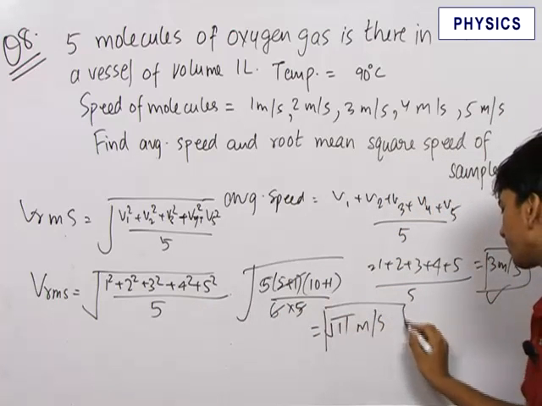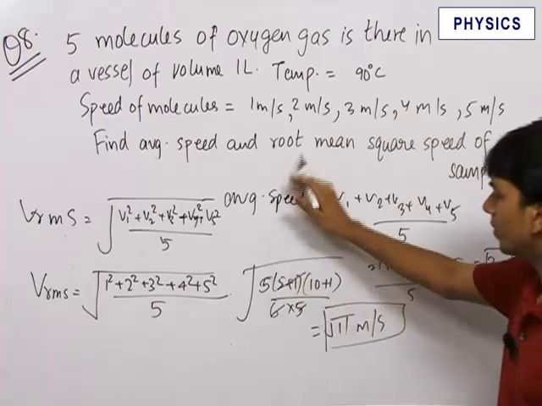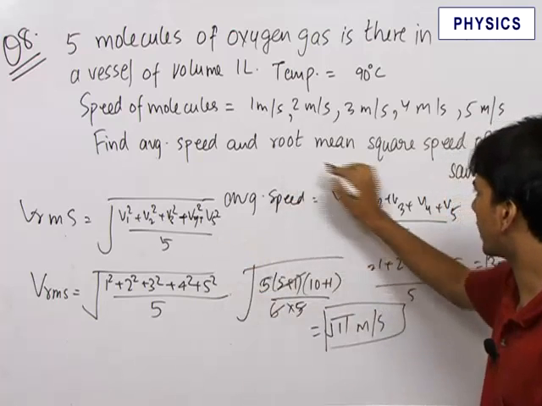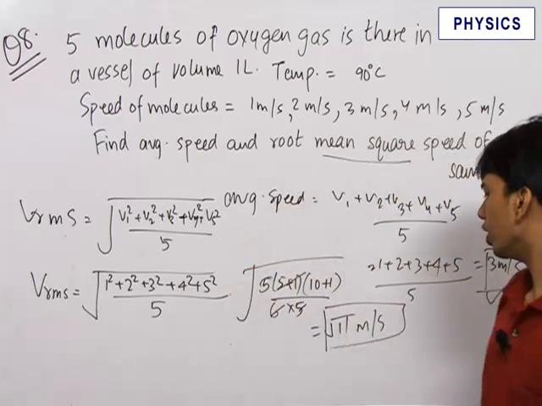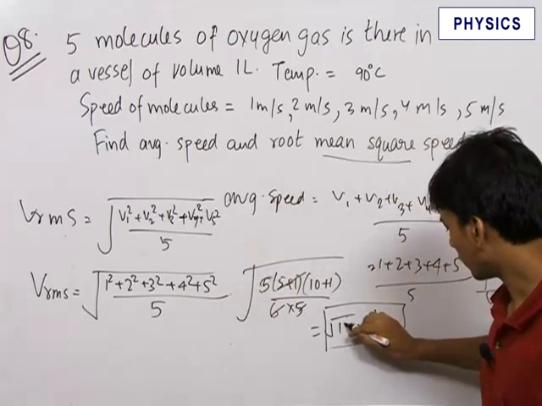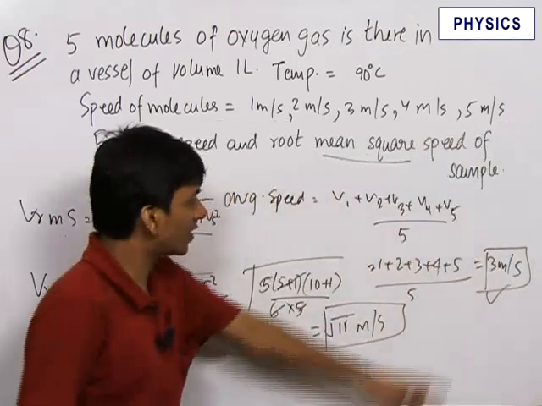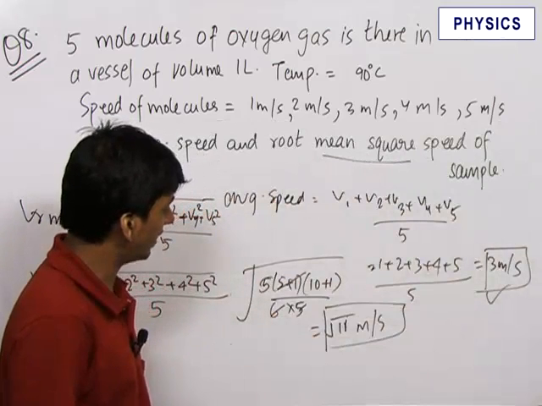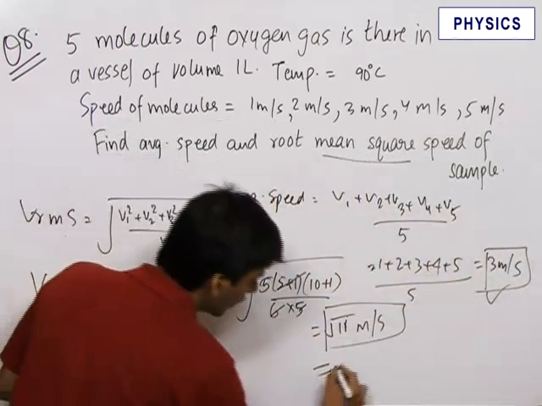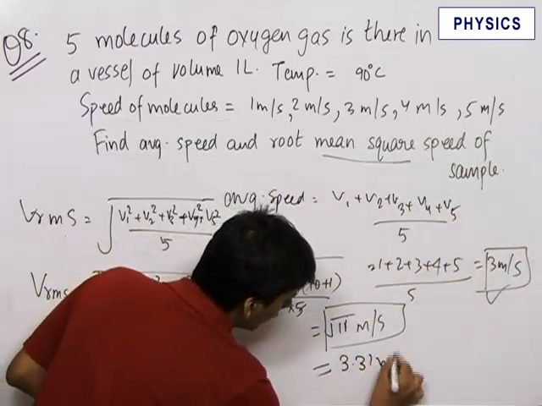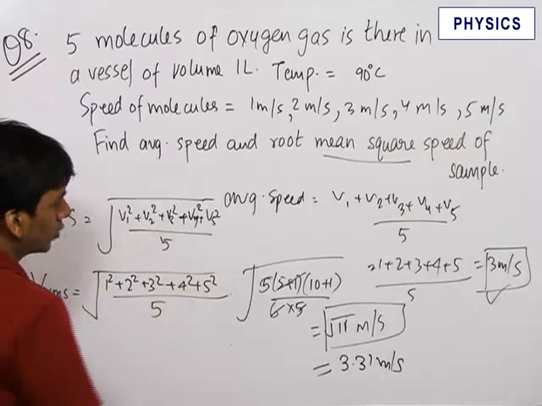per second. So the final answer, by the basic formula and definition, for root mean square speed is root 11 meters per second, and the final answer for the average speed is 3 meters per second. Root 11 comes out to be equal to 3.31 meters per second. So this is the final answer.